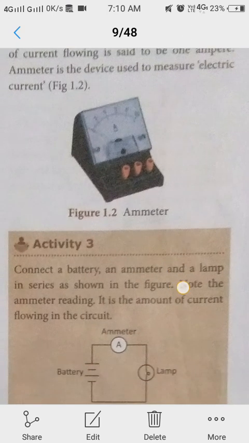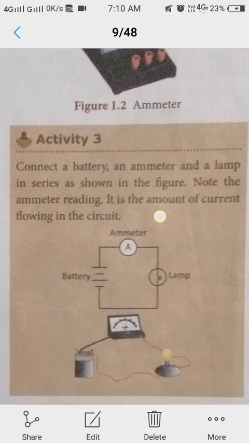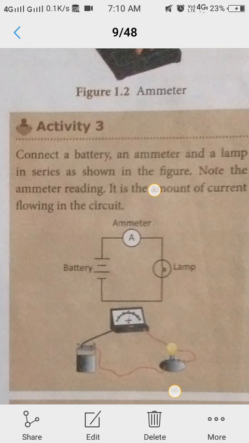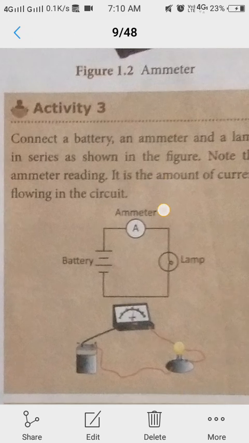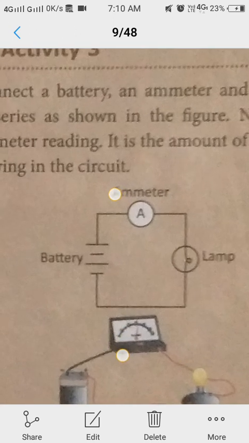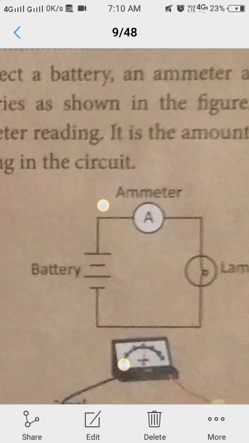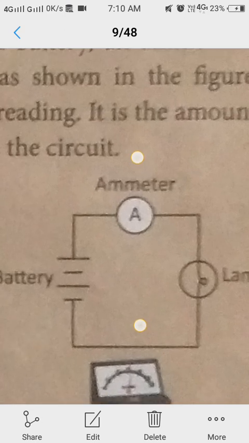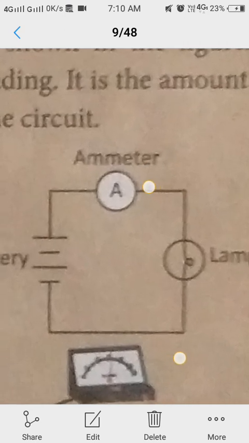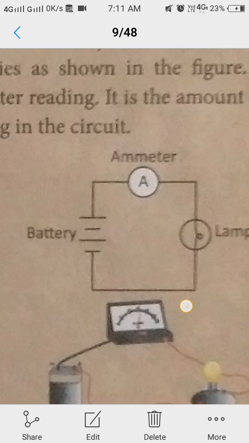Then here one activity is given. Here two diagrams are given. One diagram is drawn by using the symbols. Another diagram is drawn by using the devices. In the first diagram, this is the symbol for battery, one long line and one smaller line. Then A is the symbol for ammeter. Then this is the symbol for lamp. Here these elements are connected one by one. So this is called a series connection.